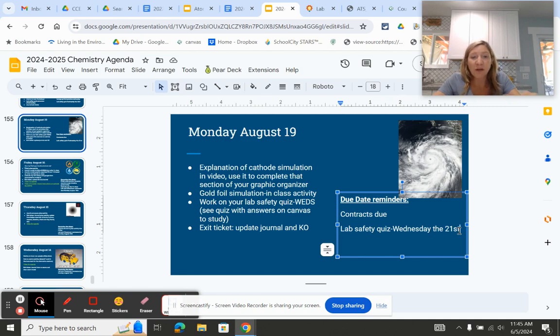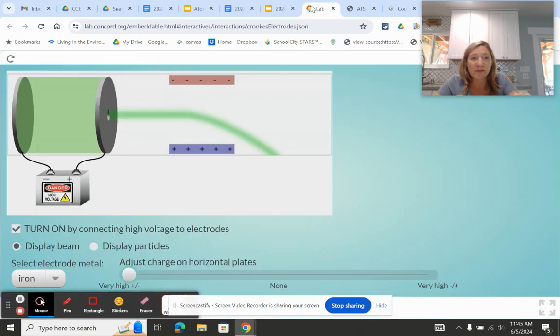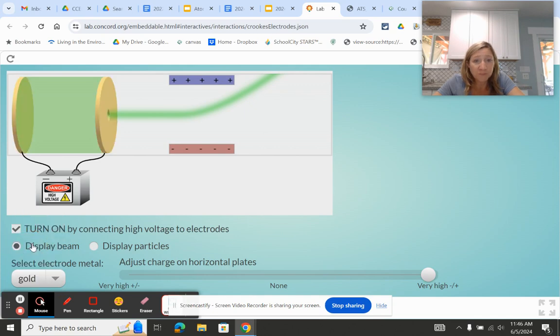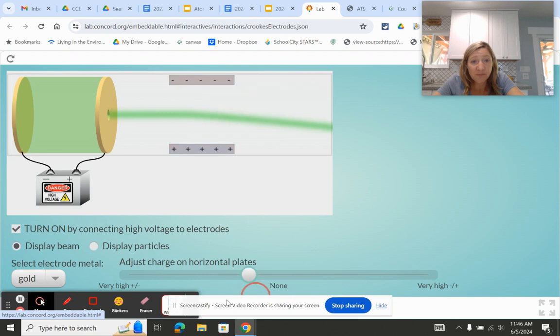All right, so first, the cathode ray experiment. That was this here. And I want you to notice that every time I make changes, this green thing here, it is going towards what? It's going towards the positive. And what if I switch them? It's still going towards the positive. Okay, that was iron. What about gold? Going towards the positive. Going towards the positive. It's always curving towards the positive.